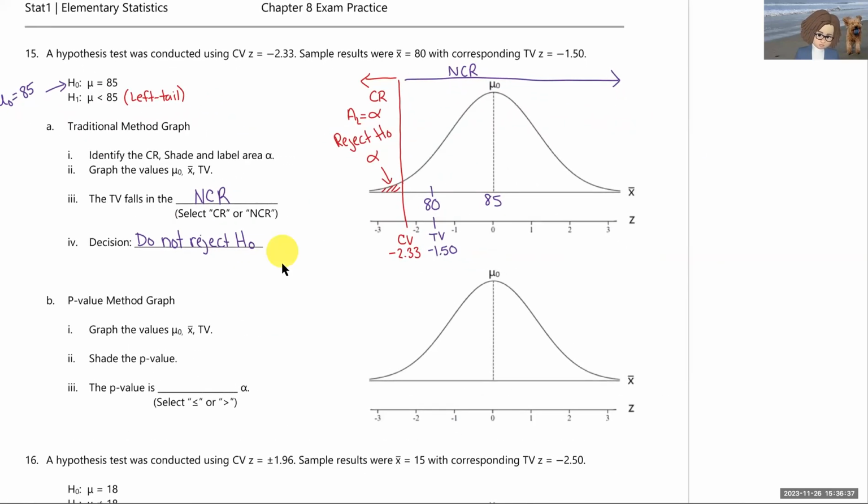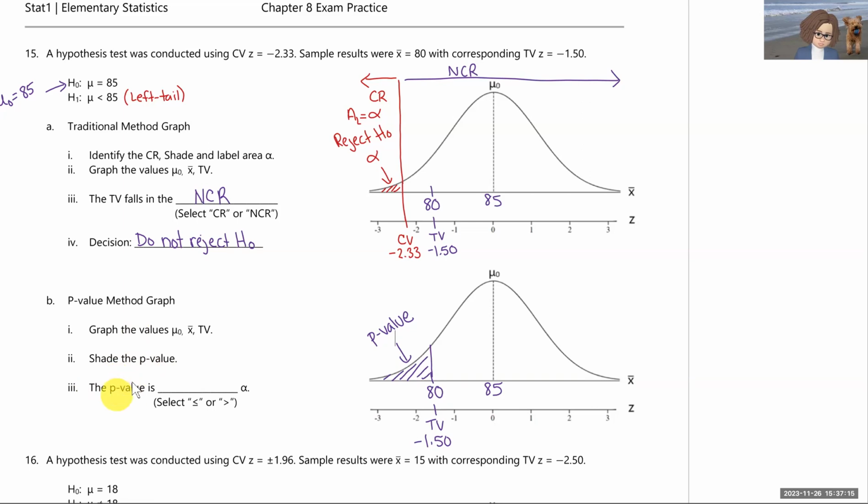All right, so let's see how the p-value method looks. So it still says graph mu naught, X bar, and the test value. So the mu naught, let me go back to my purple color here. Mu naught is 85. And then our test value, negative 1.50, told us that 80 is there. All right, so in the p-value method, for a left tail test, the area left of the test value is your p-value. So we shaded the p-value.